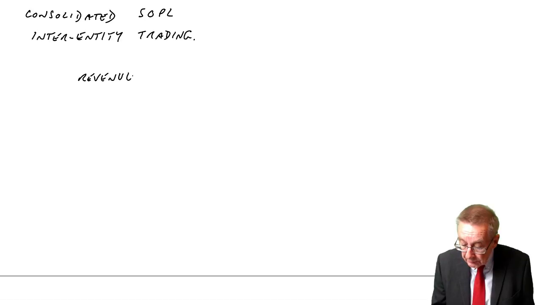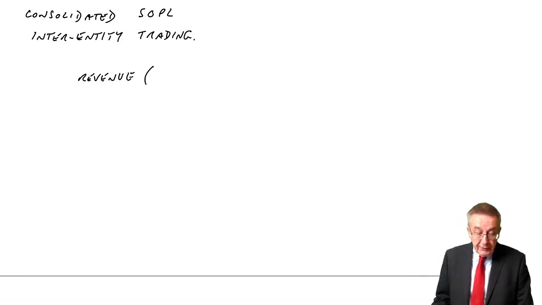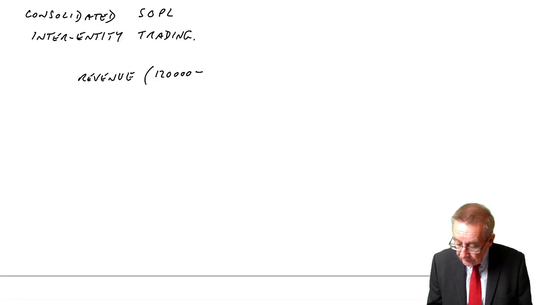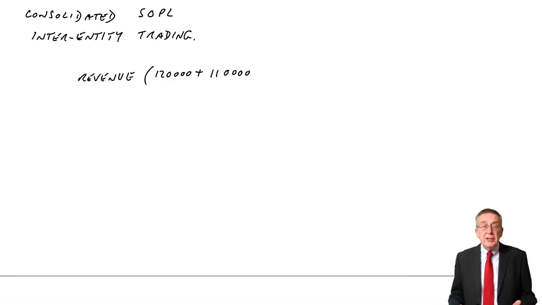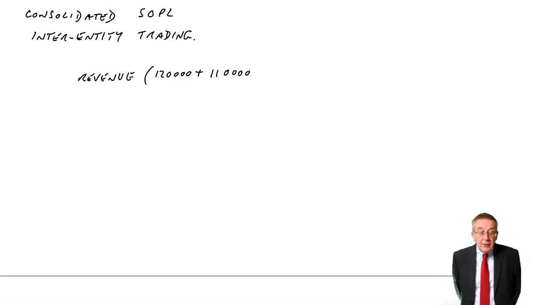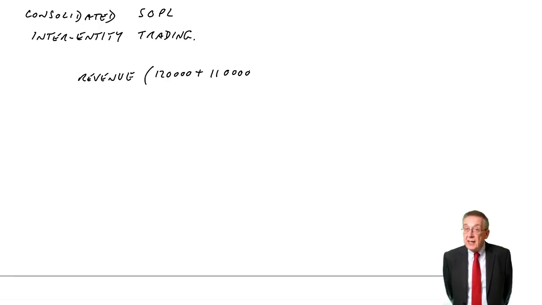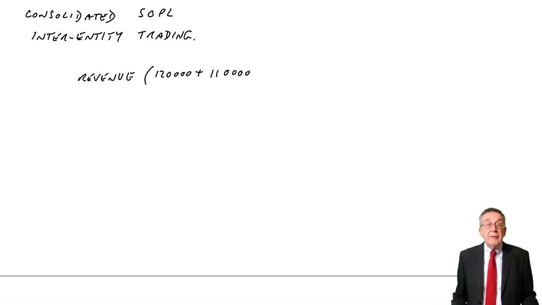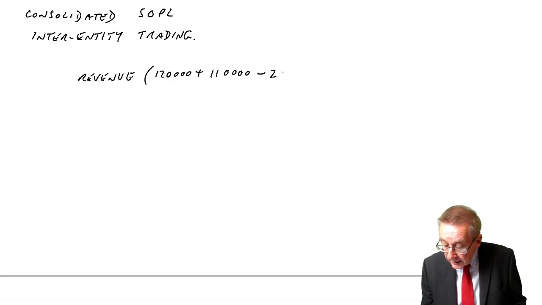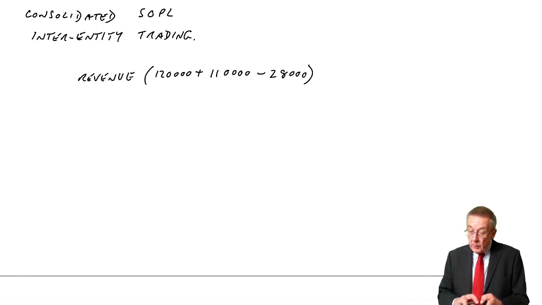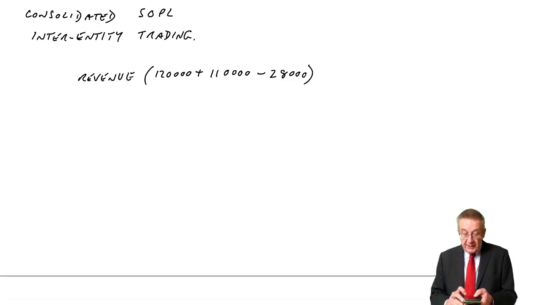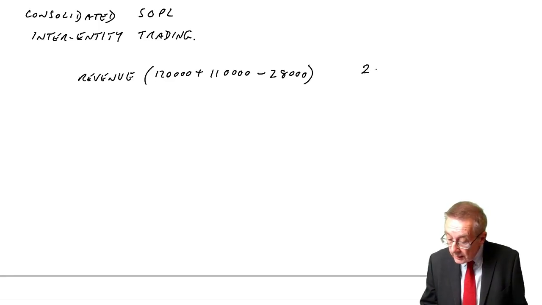The consolidated statement, first of all, the revenue. As always, we just add the two together, 120 plus 110. However, we only want to show revenue from outside the group. And of course, S's revenue of 110 will include, in their own statements, those sales to P of 28,000. So surely, to get the revenue from outside the group, we need to take off that 28,000, which gives us revenue from outside of 120 plus 110 minus 28. 202,000.